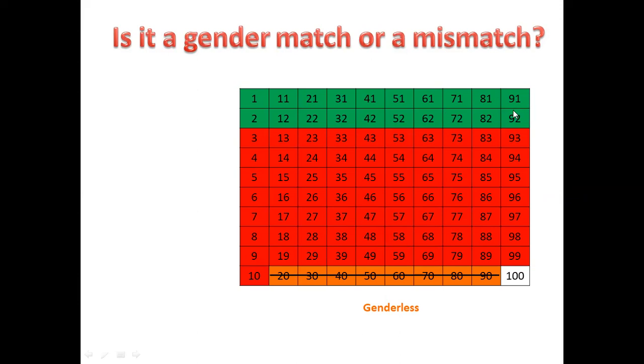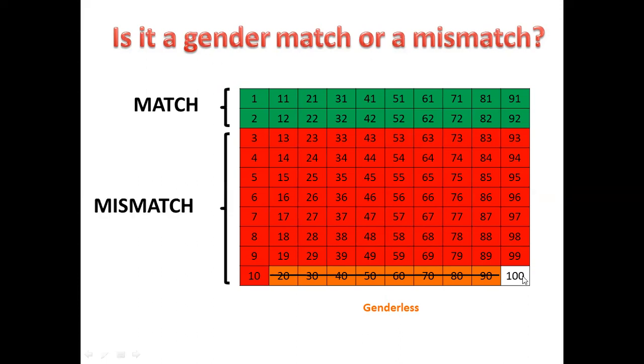Again, for simplicity, you can see the top two lines are green, which means it's a match. And then the next 6 lines are red, which represent mismatch. And 20, 30, as you can see, it's genderless. 100 is also genderless, because it's just written as mi'atun or mi'atan. There's no masculine form of 100. It's either mi'atun or mi'atan or mi'atin.